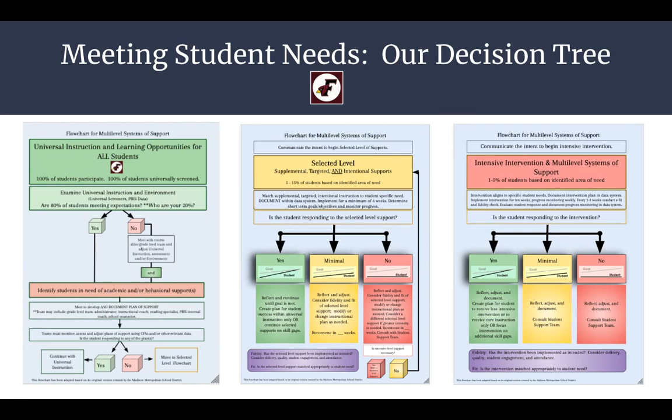This decision tree, consisting of 3 flow charts, outlines the process at the universal, which was formerly known as Tier 1, selected, formerly known as Tier 2, and intensive, formerly known as Tier 3 levels.